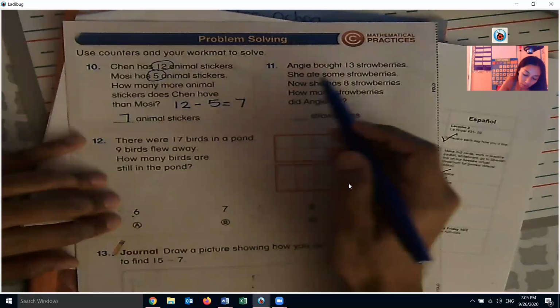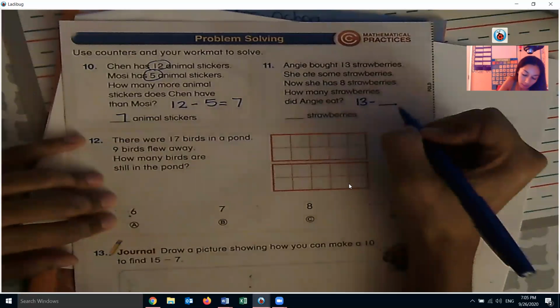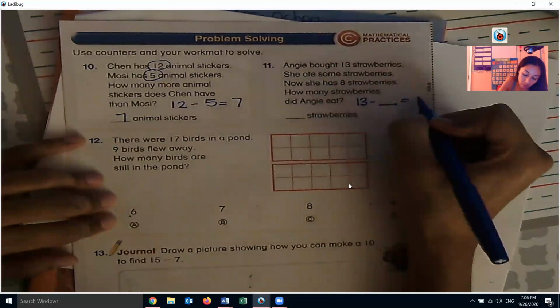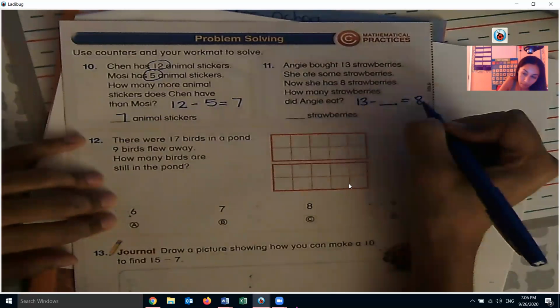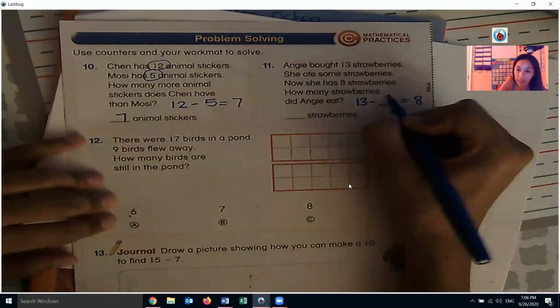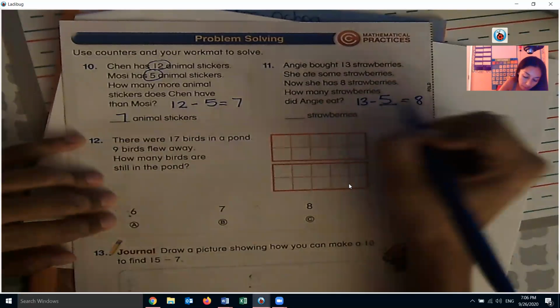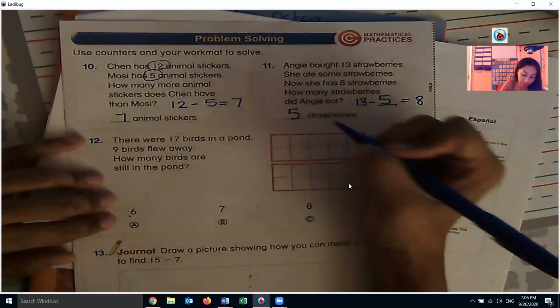Angie bought 13 strawberries. She ate some, not sure how many. Now she has 8. 13 minus 8 will give me that missing number. 13 minus 8 is 5, which means that this is also true, that 13 minus 5 gives me 8. So Angie had eaten 5.